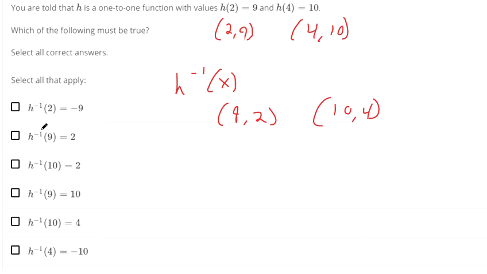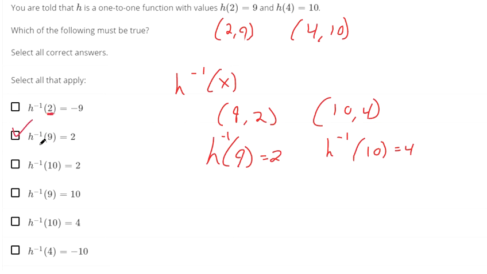So the inverse, if you plug in 2 into the inverse, you get out 9. No, that's not true. That's with the original function. We don't know what happens if you plug in 2 into the inverse, right? This is h of 9 equals 2. We know what happens if you plug in 9 into the inverse, and we know what happens if you plug in 10 into the inverse. We don't know what happens when you plug in 2.